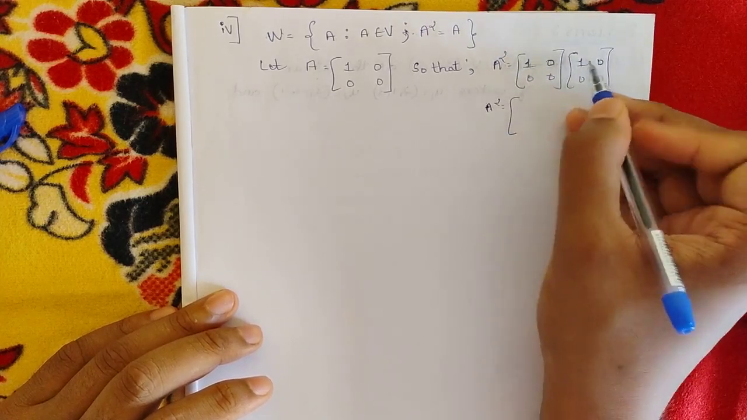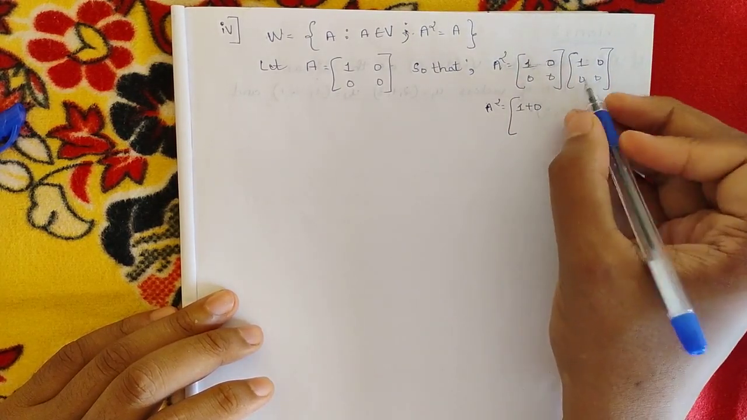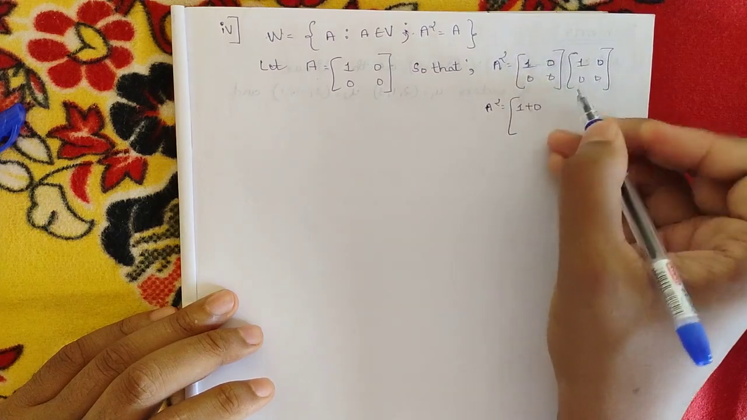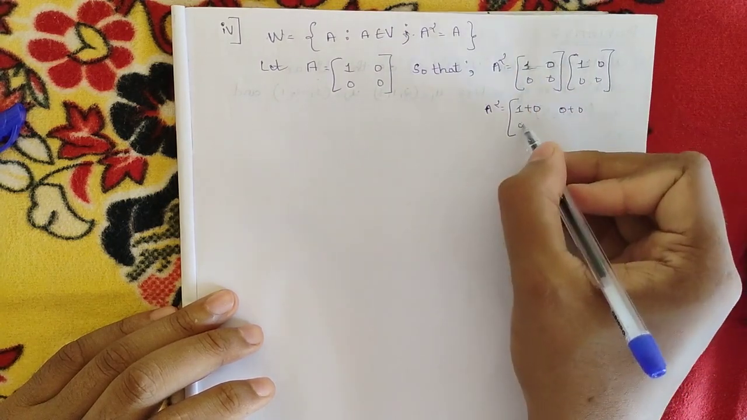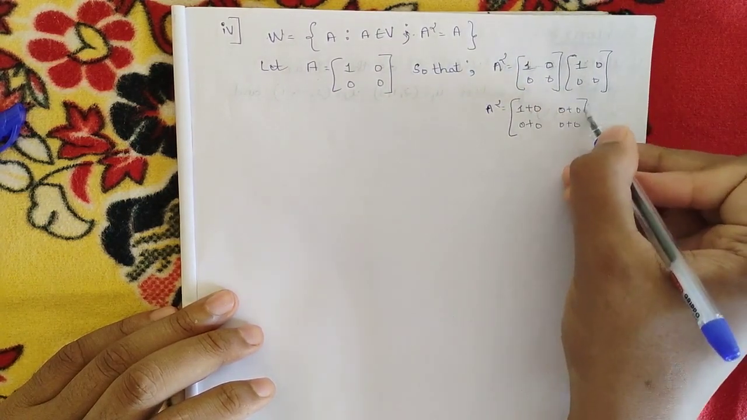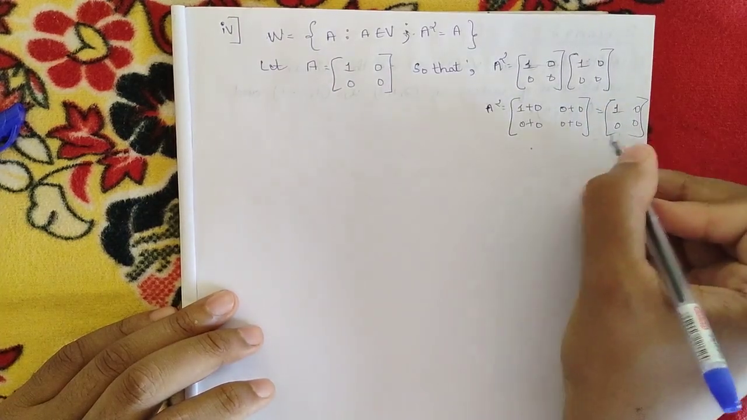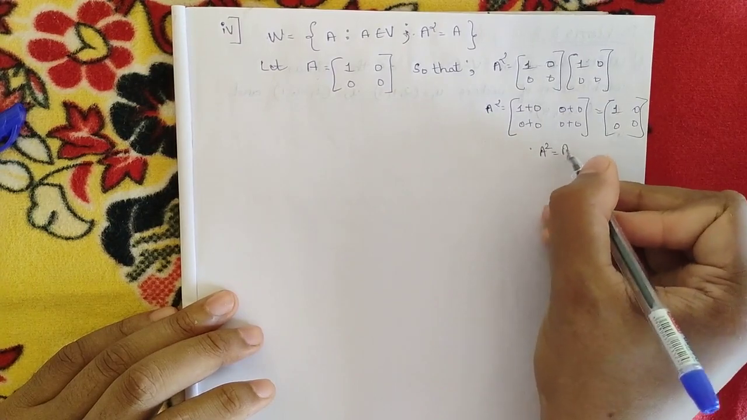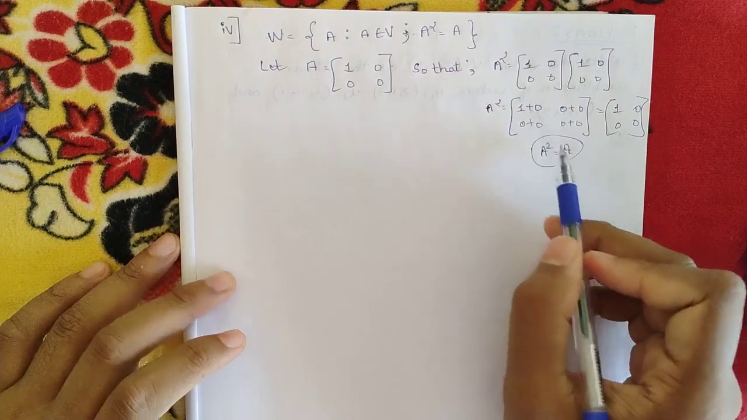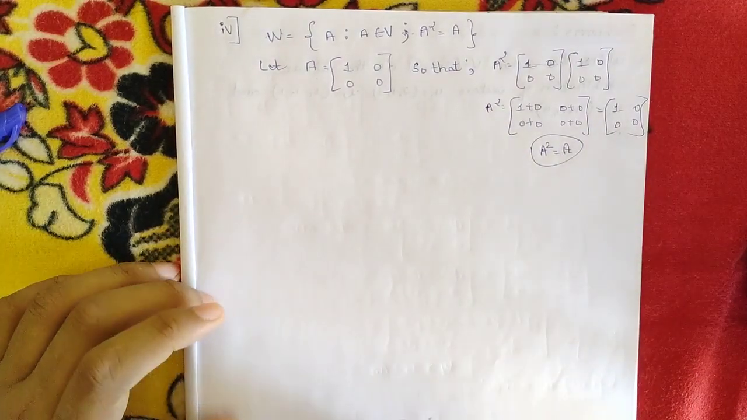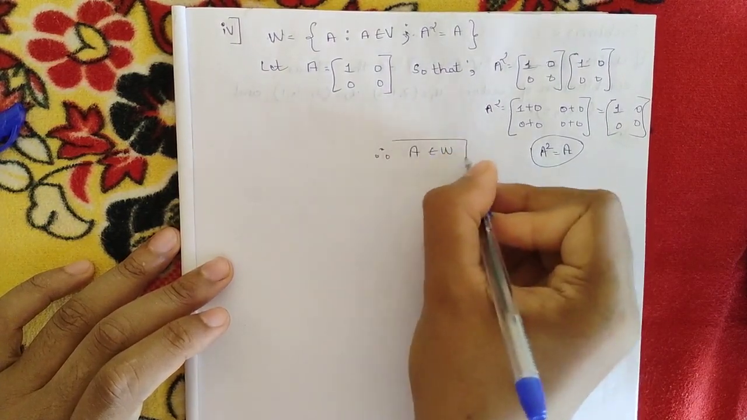Okay, 1 ones are 1 plus 0, then 0 plus 0. Similarly for second also we would be getting 0 plus 0, 0 plus 0. So we would be getting 1 0 0 0. Okay, that is A itself. So we can say A square equal to A. If you take the value of A matrix as this, it would be satisfying this condition. Okay, so we can say that A belongs to the set W.